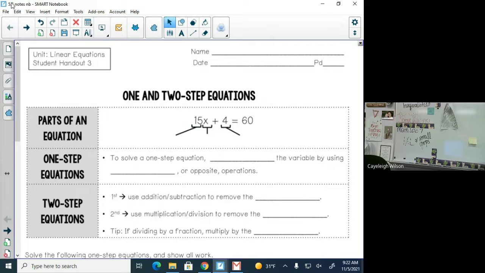All right, so 1 and 2-step equations. This is a review lesson. It's a skill that you should have come to pre-algebra with. Chromebooks, when you put them away.